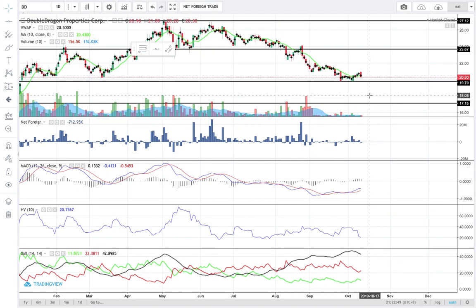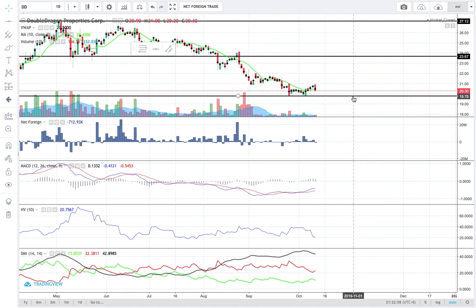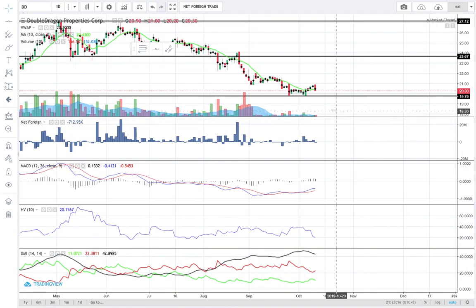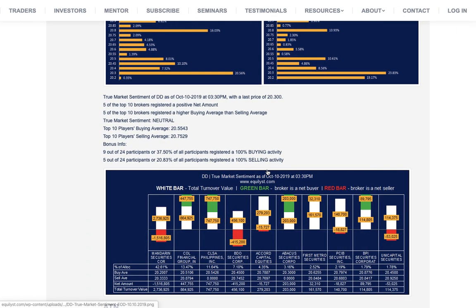Next is Double Dragon. It closed today at 20.3. Support is at 19.8. Resistance is at 23.7. The 10 SMACD combo has already become bearish. Foreign investors registered a net foreign selling worth 713,000 pesos only. Risk level is low. The momentum power indicator is bearish. The true market sentiment is neutral, and that signifies the lack of interest to position Double Dragon for a reversal. Risk level is already low, but it's still bearish, so avoid Double Dragon for now as well.